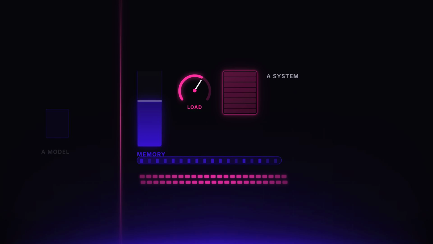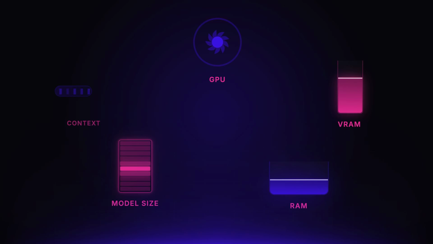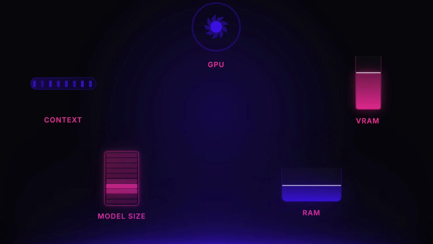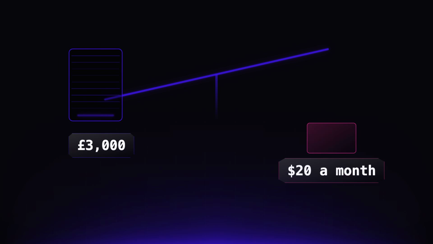And technically that is true, but it leaves out almost everything that actually matters, because the difference between downloading a local model and running a genuinely useful AI system locally can be enormous. Your GPU matters, your VRAM matters, your system RAM matters, the size of the model matters, the context window matters. And sometimes a 3,000 pounds computer can still feel dramatically worse than an AI service costing $20 a month.